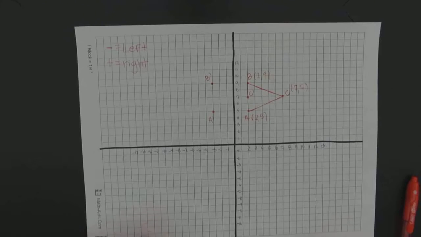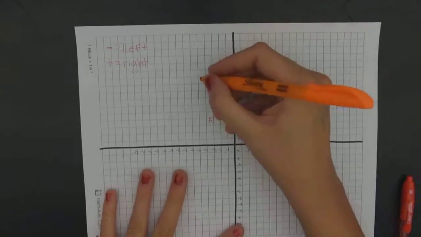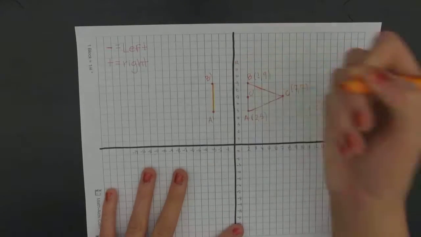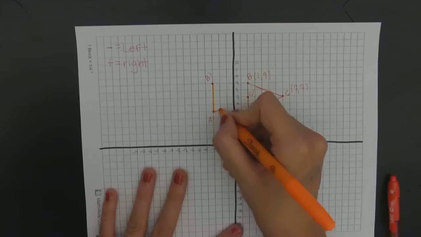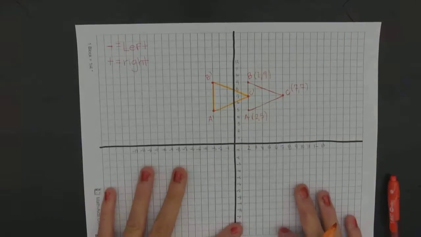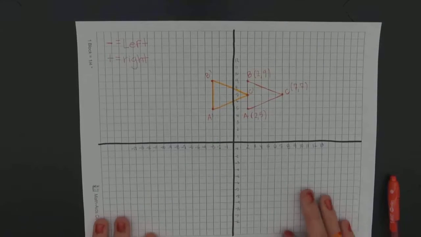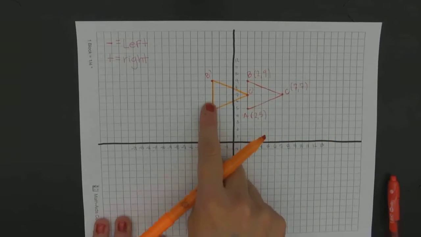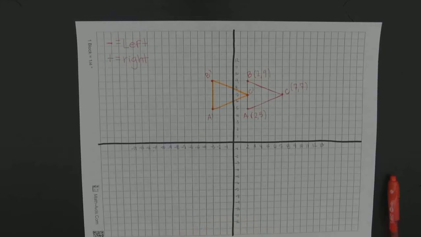And again, now I'm just going to connect my dots with lines. I'm going to do this one in orange so you guys can see it a little better. Cool. All right, so do you see how it's still the exact same shape? All I did was I just moved it. I slid it to the left, okay?